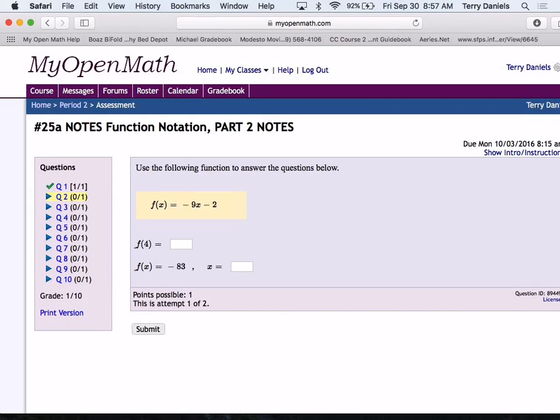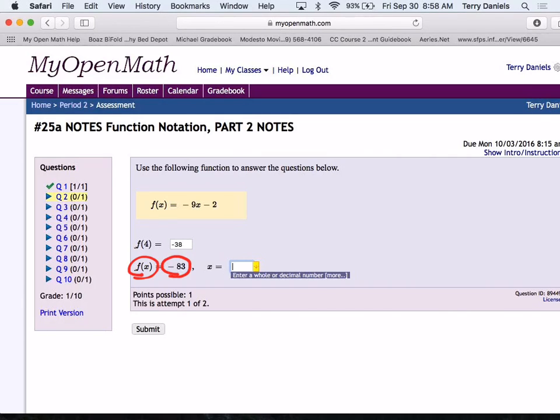All right, so let's take a look at this one. In the first part of it, which is what we talked about yesterday, the input is 4. We're trying to figure out what the output is. So we have negative 9 times positive 4 minus 2, which is negative 36 minus 2, which of course is negative 38. And so let me input negative 38.